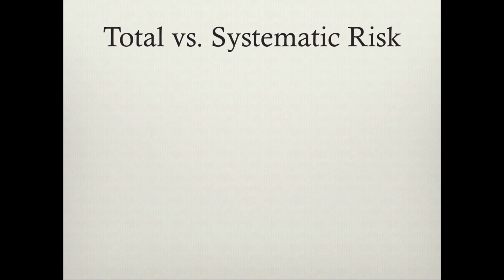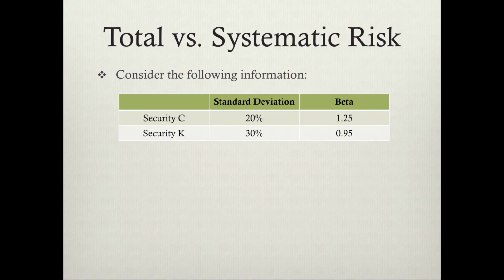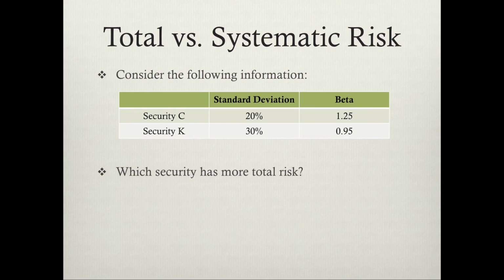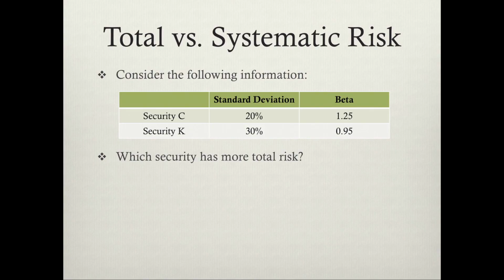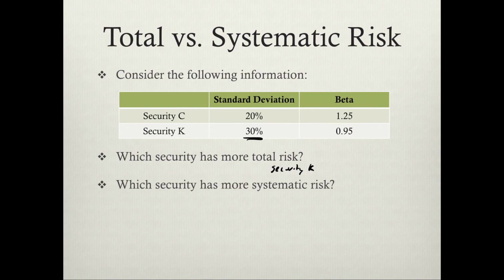So looking at total versus systematic risk, let's just look at the following information. Here we have stock C and stock K. Let's make sure that we understand the difference between standard deviation and beta. Remember that standard deviation measures total risk, beta measures systematic risk. So which security has more total risk? This is based on the higher standard deviation, which measures systematic and unsystematic. So security K would have more total risk because it has the higher standard deviation. Which security has more systematic risk? This would be the company with the higher beta. So here security C has the higher beta, the higher amount of market risk.